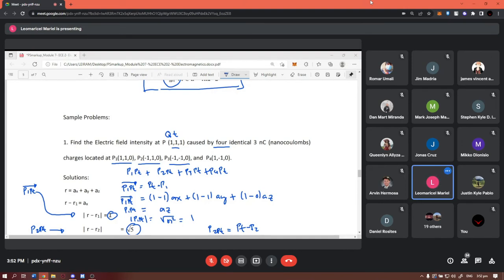Quinlin, Alisa? Sir, puro identical po ba yan? Di ba may non-identical din naman po dyan? Ganito yung class. Maganda yung tanong ni Alisa: sir, puro ba identical yung given? Pwedeng iba-iba.